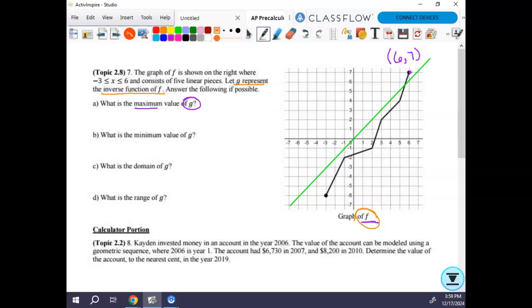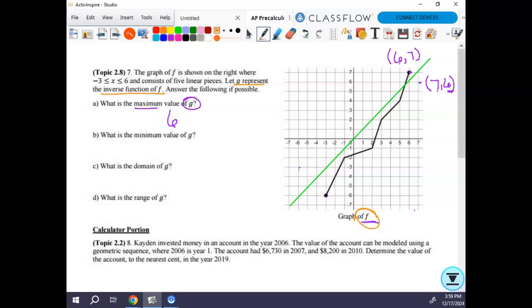Okay? If I reflect that, it doesn't reflect all the way down here. It just goes to right here. And this point's going to go over here. So that means this is still the maximum, but when I do the inverse, this becomes 7, 6. Remember, the x value is the location, the y value is the value. So the maximum value of G is 6.